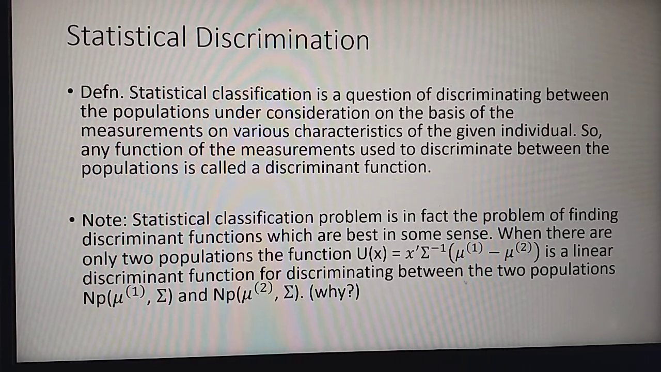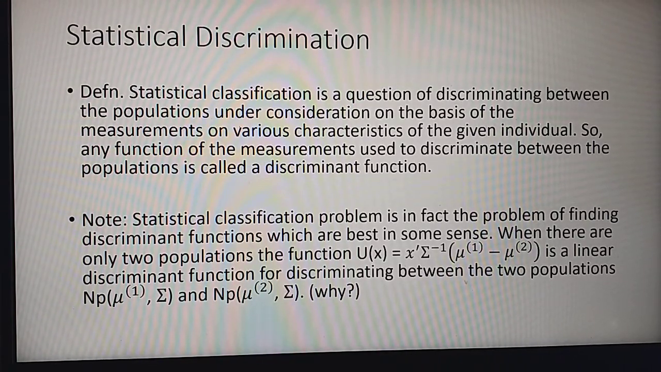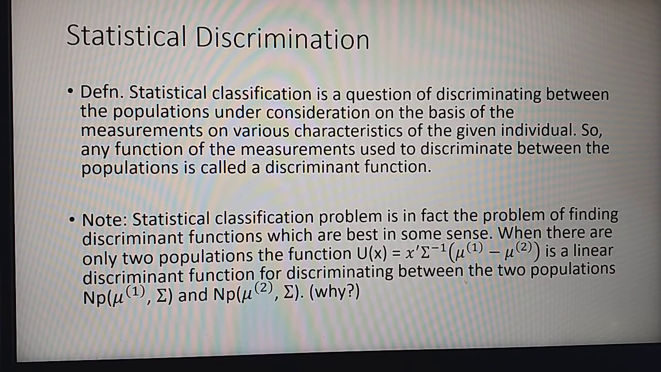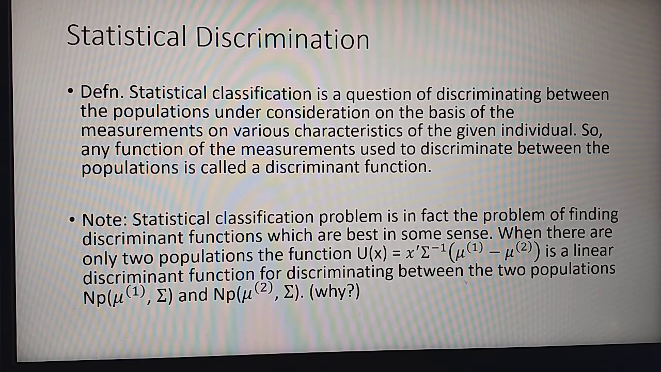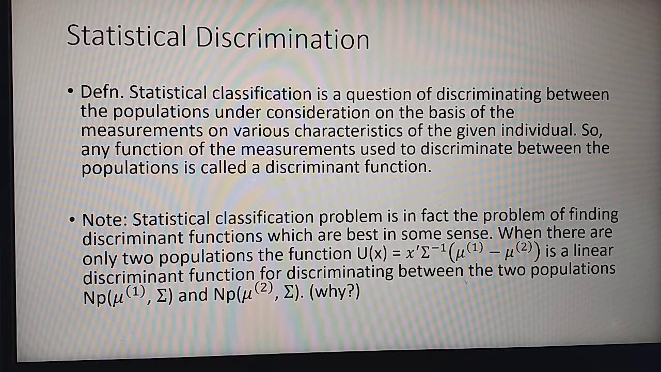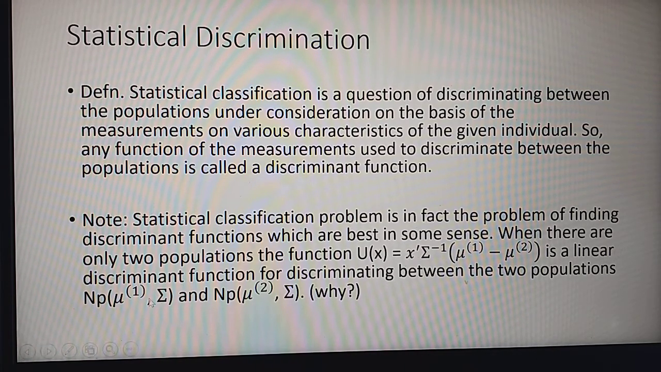Today we continue with statistical discrimination problems. First of all, we have the definition here. Statistical classification is a question of discriminating between the two populations under consideration on the basis of the measurements on various characteristics of the given individual. So any function of the measurements used to discriminate between the populations is called a discriminant function.